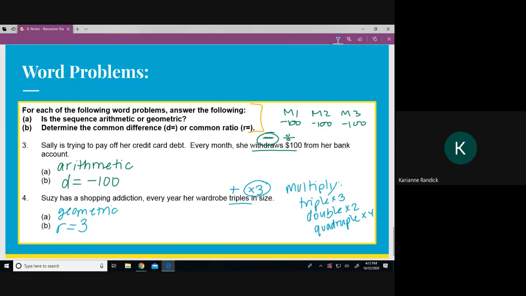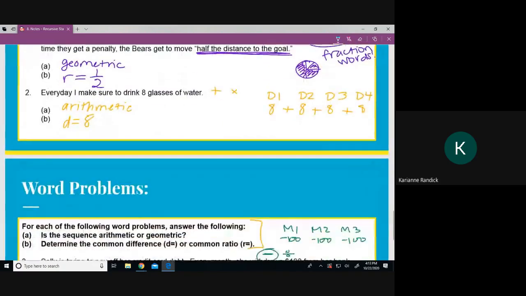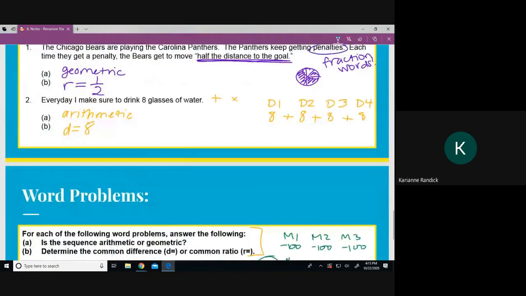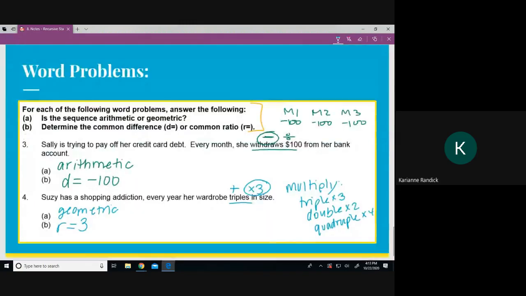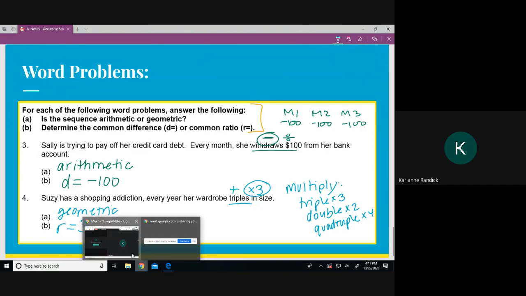From these word problems, you end up covering all types: addition, subtraction, multiplication, and division. For multiplication, look for words like triple, double, quadruple. For division, look for half, fourth, third. Those are fraction words. And for addition, just like when you're drinking more, 8 more, 6 more each day, that's just adding over and over. Withdrawal, 100 each month, you're just taking out 100 each month. Those are the keywords you look for. So now you have an example of each for your word problems. Make sure you write it all down and keep it organized.